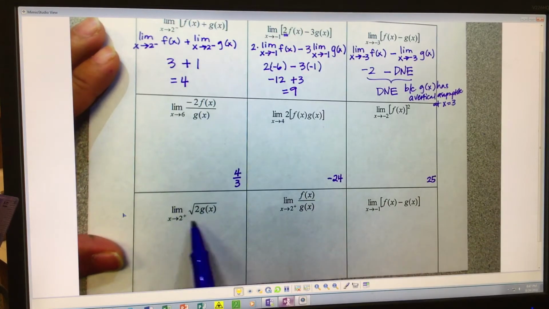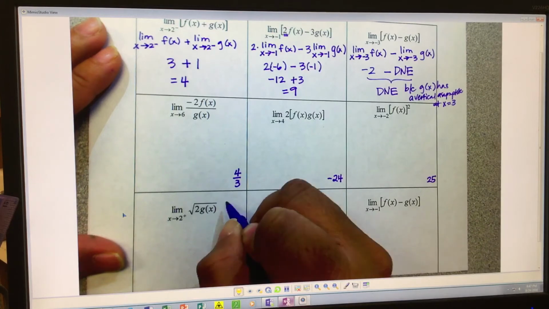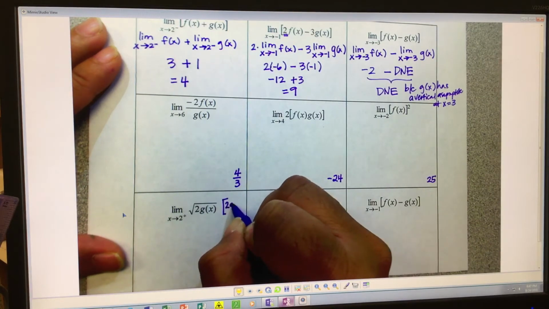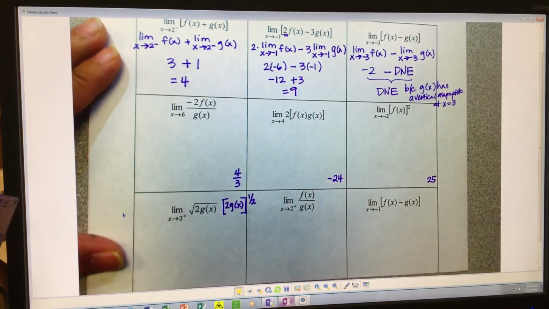You have to be careful with this, because this is the same thing as saying 2g of x to the positive half power. So remember, we talked about that. So you want to establish that limit from there. And that's going to be 2 radical 3. This answer is -1/3, and this answer is -5.